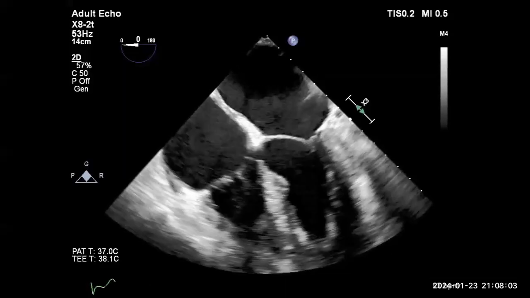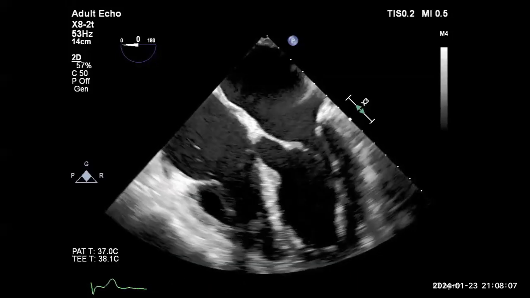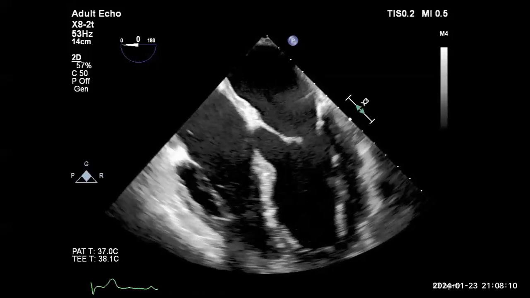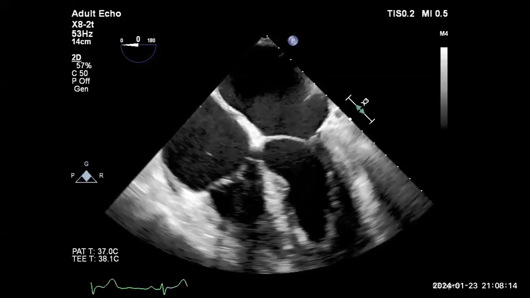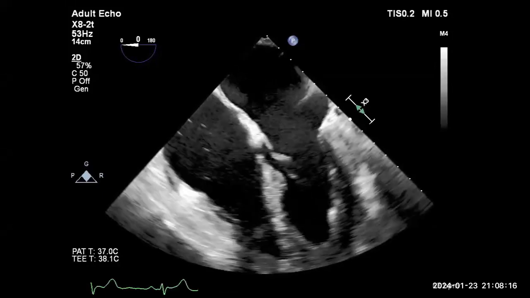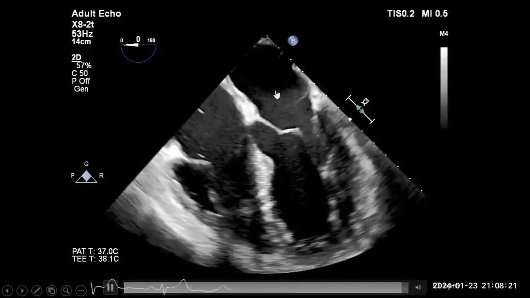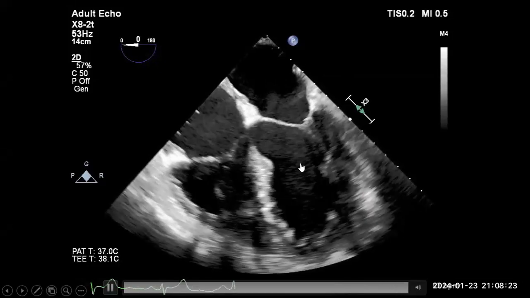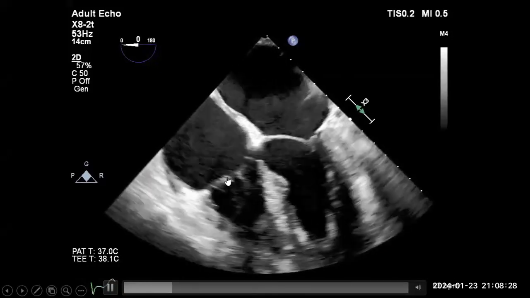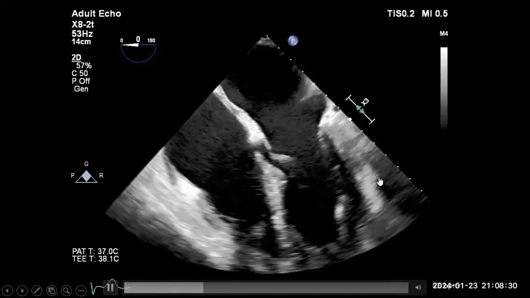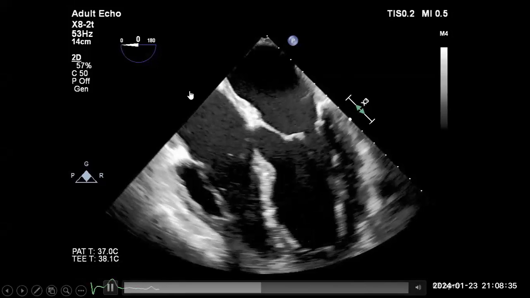So this is the first view from the TEE that you should be familiar with, which is the mid-esophagus 4-chamber view. It's similar to the apical 4-chamber that we have in the transthoracic, but it's upside down. What you have here is the left atrium, the mitral valve, left ventricle, interatrial septum, RA, and tricuspid with RV. So this is the first view at 0 angle, a 4-chamber view mid-esophagus.